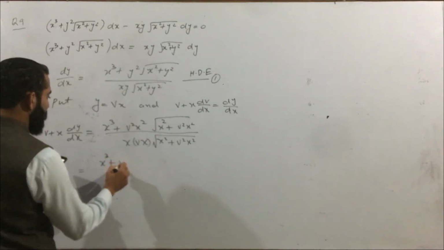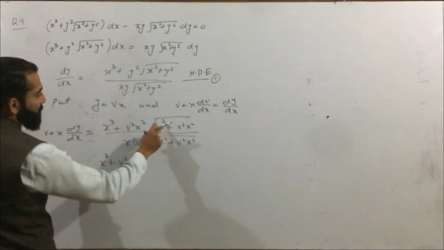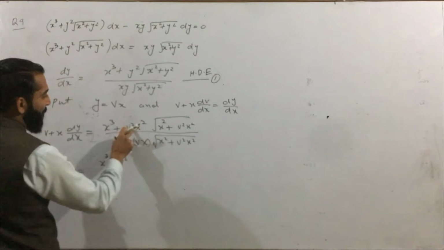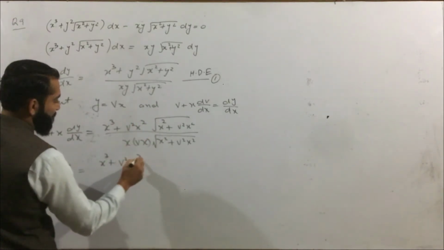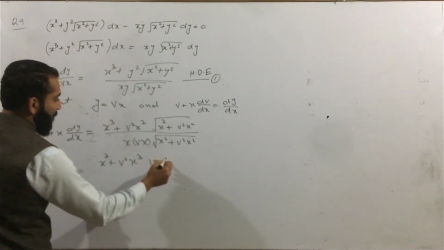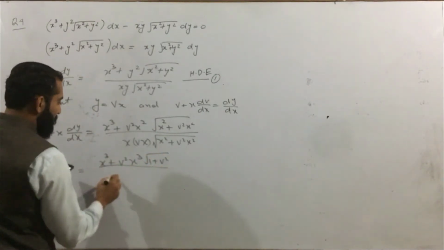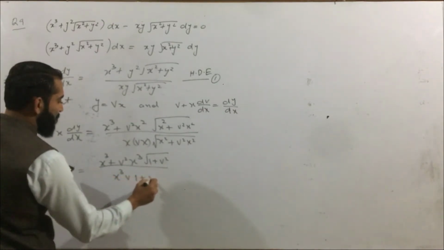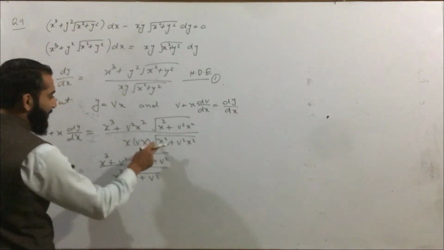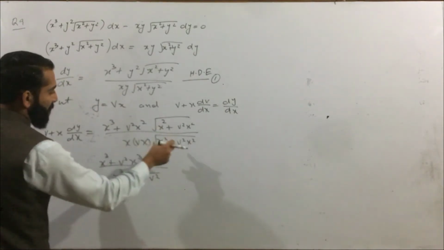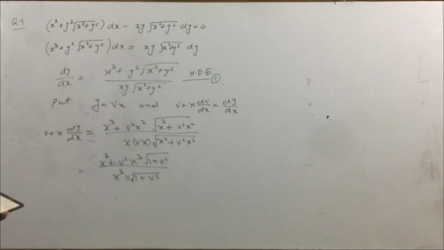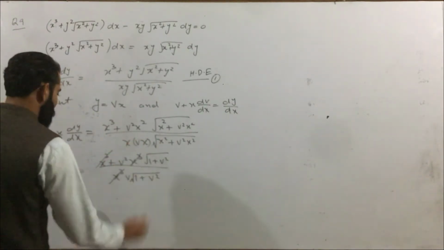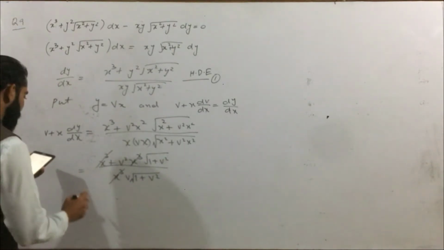x cube plus v square and x square taking common, x square will remain only x, and this x square after multiplying with this x square will convert to x cube and square root of 1 plus v square. Similarly x cube v square root of 1 plus v square, the x comes from the square root after cutting the power of square with the square root. Now cancel these x cube by taking common from the numerator.